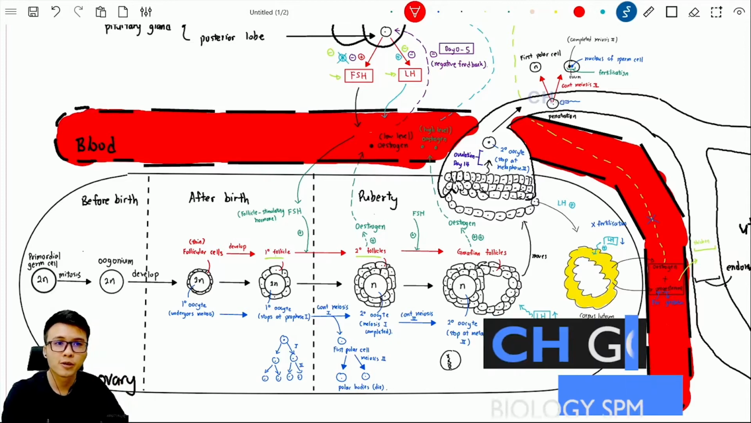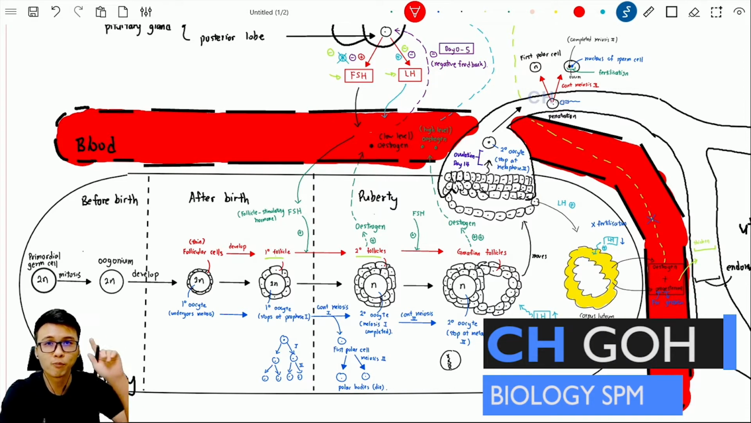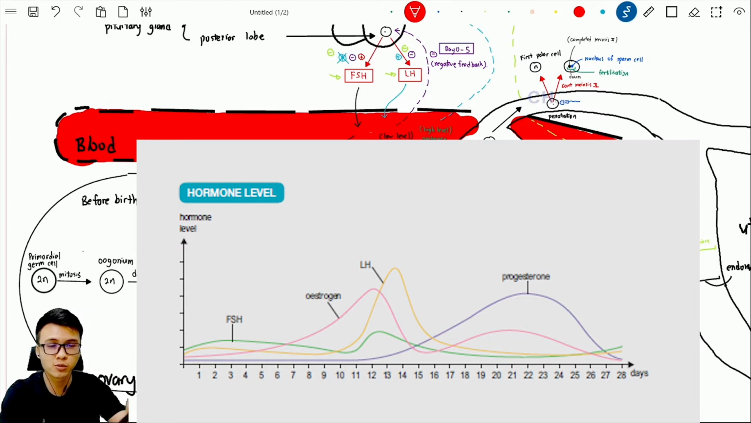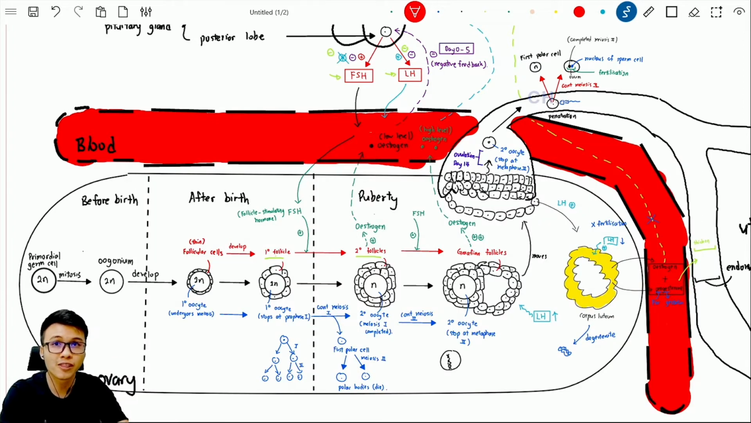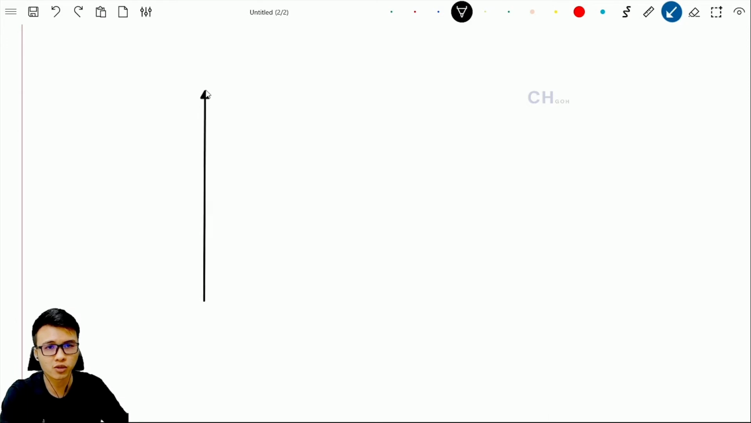Hey guys, welcome back. In this video, we're going to learn how to memorize this diagram by using the map that we have drawn last week. So let's recall what we have drawn last week and try to construct the graph by using this map. Alright, so let's start. Let's try to draft out the hormone graph first.